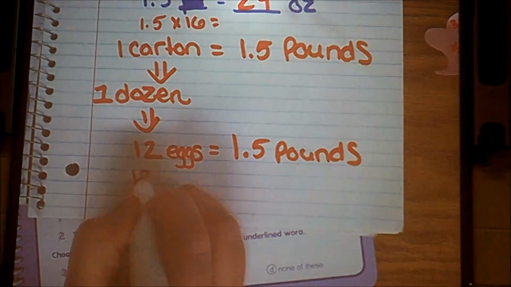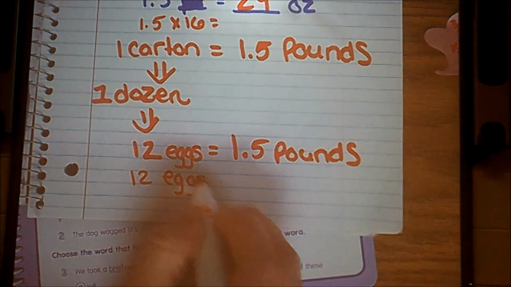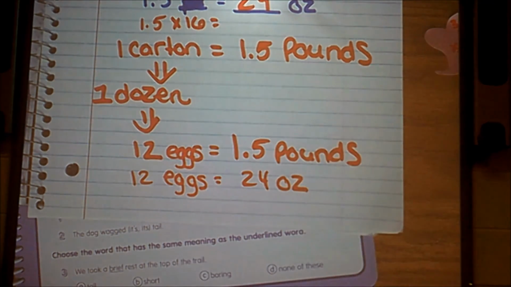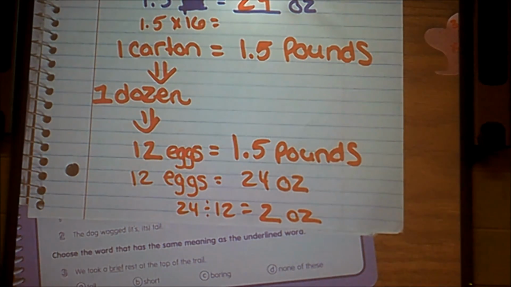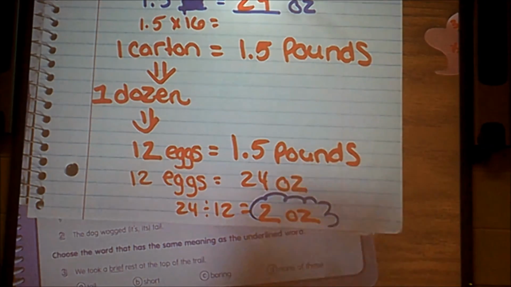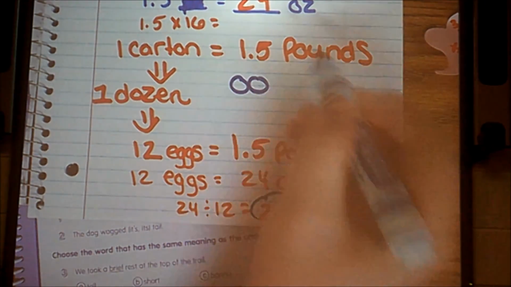So now I know 12 eggs is equal to 24 ounces. So all I have to do is divide my 24 ounces by my 12 eggs to see how much each one of these eggs weighs. 24 divided by 12 equals 2 ounces.